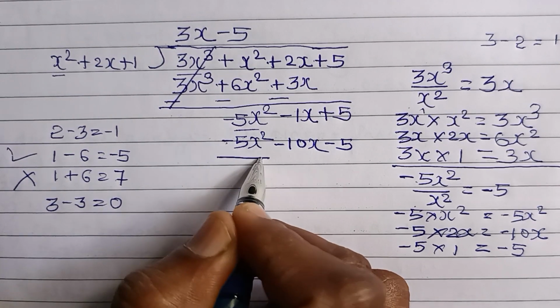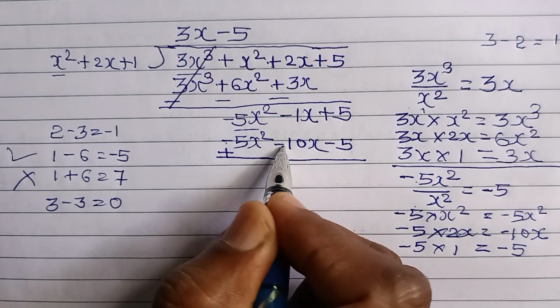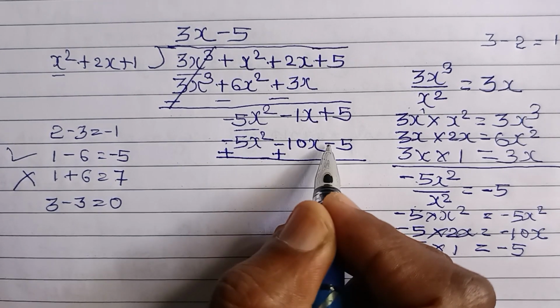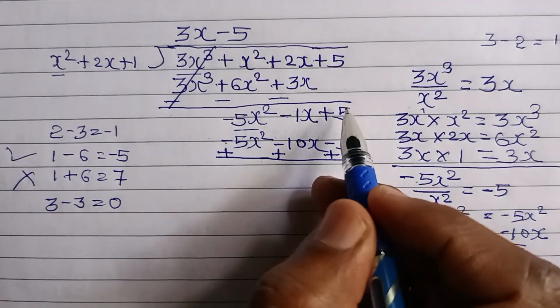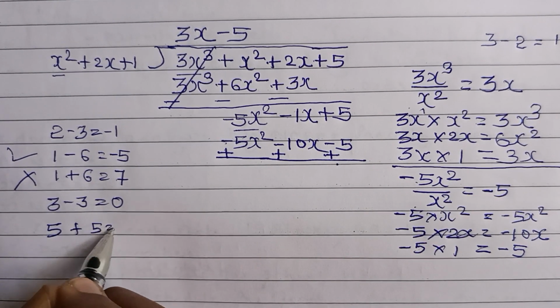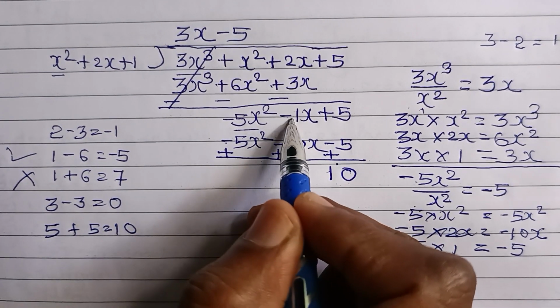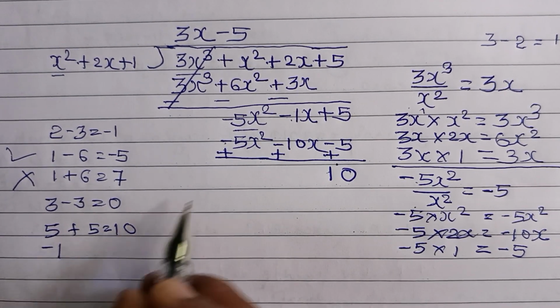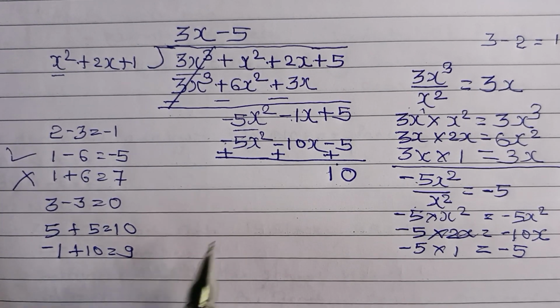So you have to change the sign. This is minus, therefore you have to write plus. This is minus, therefore you have to write plus. This is minus, therefore you have to write plus. Plus 5 plus 5. 5 plus 5 is 10, and this is minus 1, and this is plus 10. How much? Plus 9.